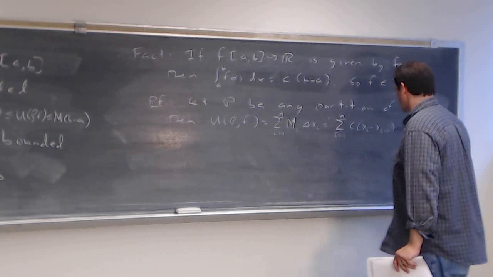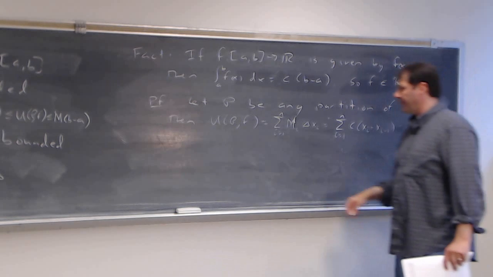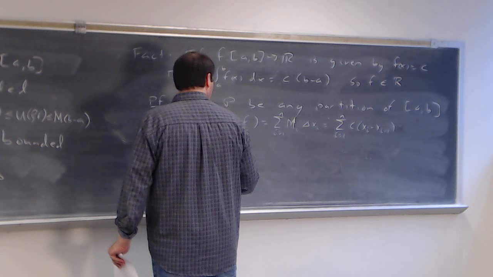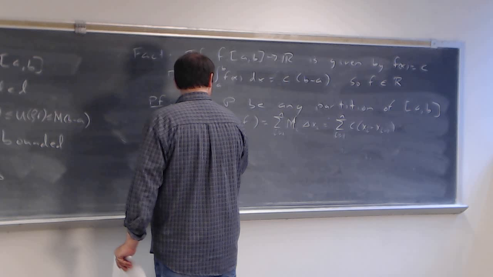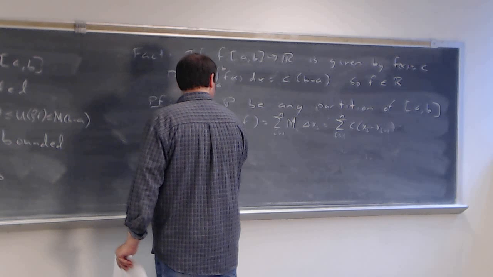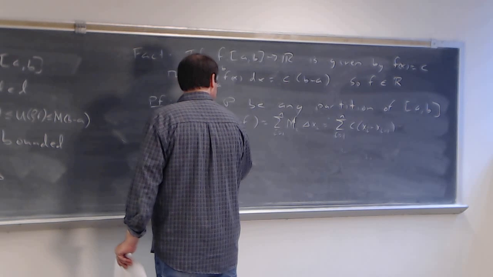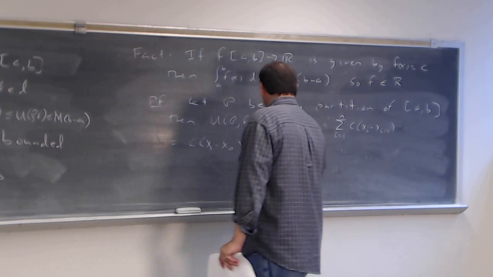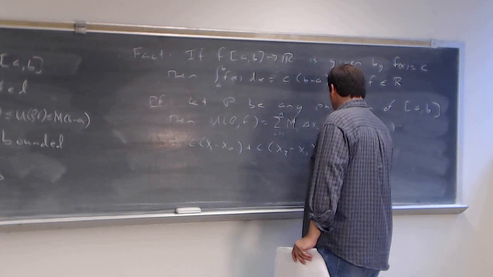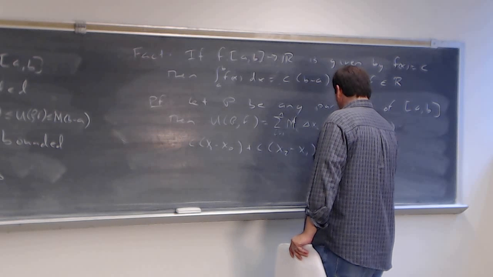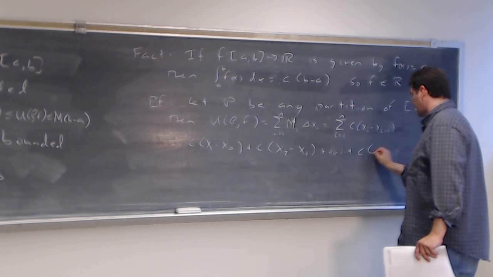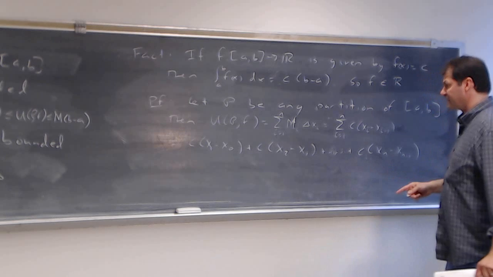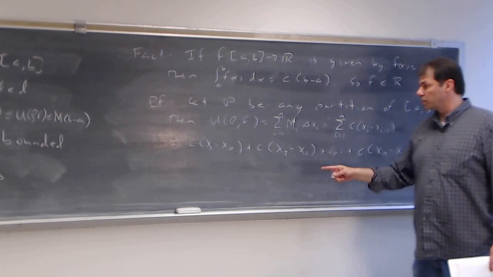This is the sum as i runs from 1 to n. If we expand that, that's going to be equal to c times x sub 1 minus x sub 0, plus c times x sub 2 minus x sub 1, plus c times, well, we continue on in this way until we get to c times x sub n minus x sub n minus 1. And if we were to multiply this out, almost all the terms would cancel with each other.